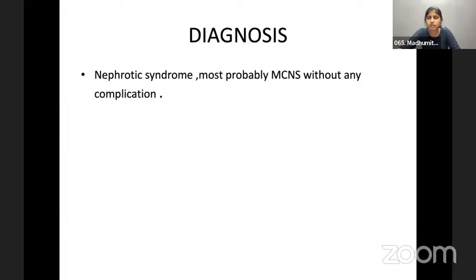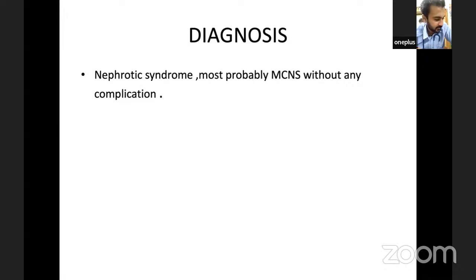Other investigations: if you are suspecting secondary causes of nephrotic syndrome, you need to do ASO titers, complement levels, and IgA vasculitis workup. All of these are according to the etiology and clinical history suggestive.